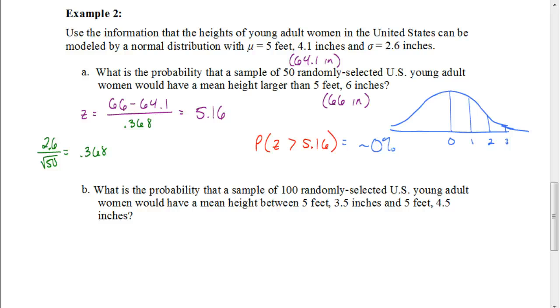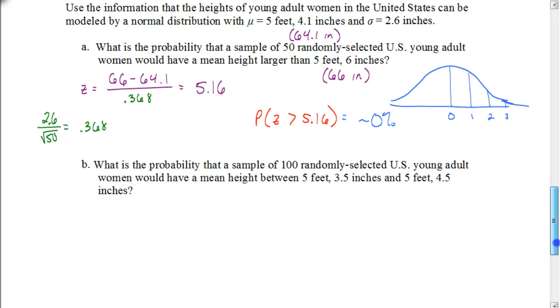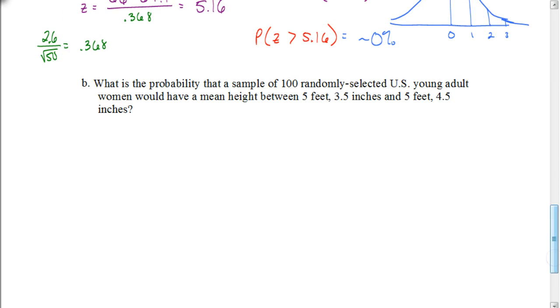So I want you guys to try this next one though on your own. So this time we're increasing the size of our sample to be 100 randomly selected U.S. young adult women. So we want to find the probability that within that 100, your mean is going to be between 5 feet 3.5 inches and 5 feet 4.5 inches. So before you try this one, you're going to want to make sure that you change these to be completely in inches, just like we did in the previous one.